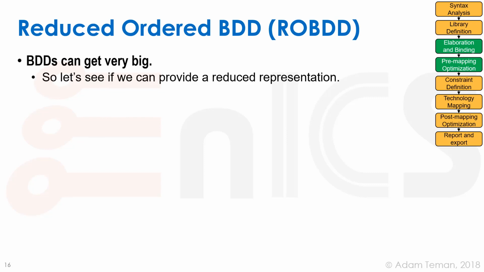BDDs get very big. Let's see if we can provide a reduced representation. Amazingly, if we look at the BDDs, on our last line we have 2 to the power of n if we have n variables. So that's really a lot of data, a big representation, and we want to reduce this. We can take three very simple, almost trivial rules, and get to something called a reduced ordered BDD. We can throw away a lot of those nodes in the representation.